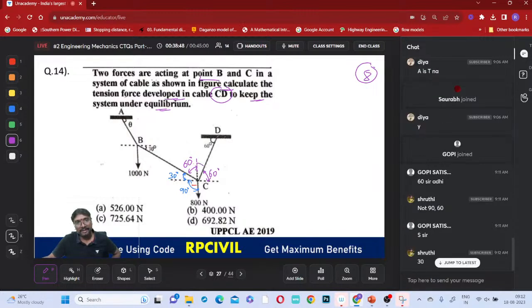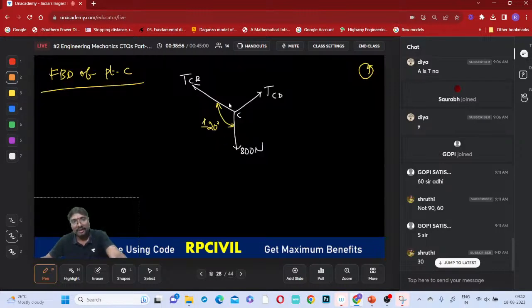Now what is the remaining? This will become 30, yes or no? So what is the angle between these two cables? 90 degrees is the angle between the two cables now. Angle between the two cables is 90 degrees, right? Is that clear now?